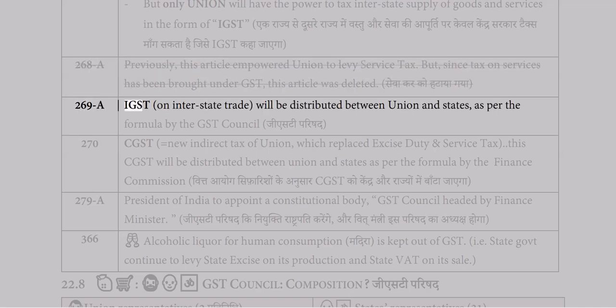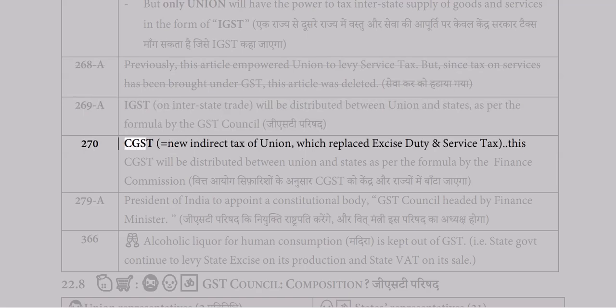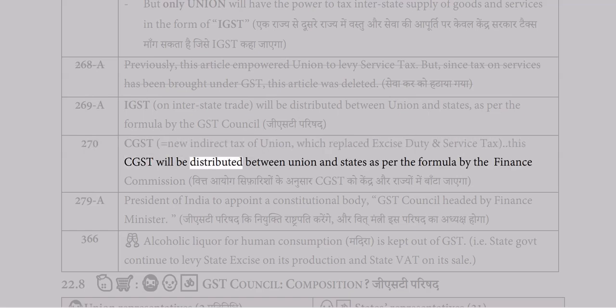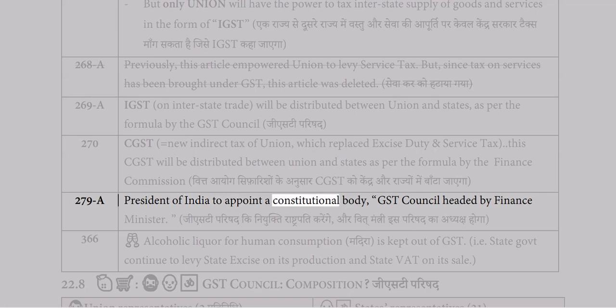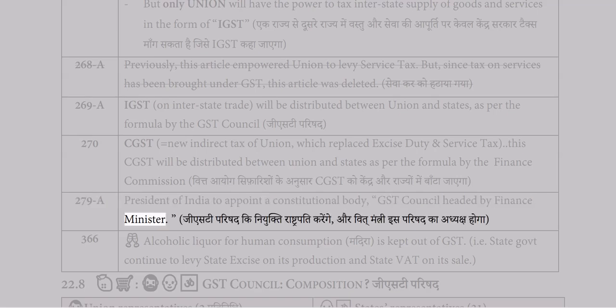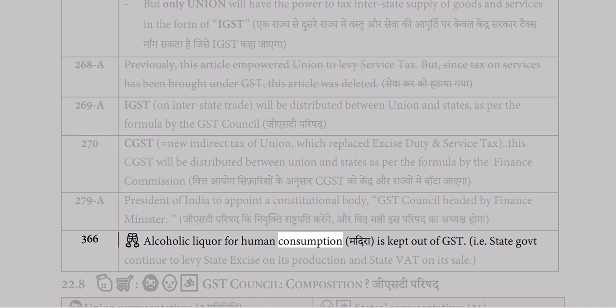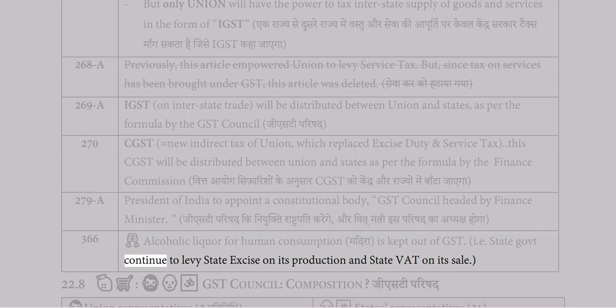269A: IGST on interstate trade will be distributed between the union and states as per the formula by the GST Council. 270: CGST equals the new indirect tax of the union, which replaced excise duty and service tax. This CGST will be distributed between the union and states as per the formula by the Finance Commission. 279A: the President of India to appoint a constitutional body, the GST Council, headed by the Finance Minister. 366: alcoholic liquor for human consumption is kept out of GST, i.e. state governments continue to levy state excise on its production and state VAT on its sale.